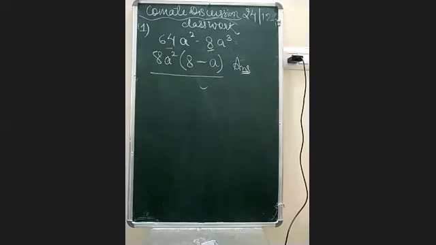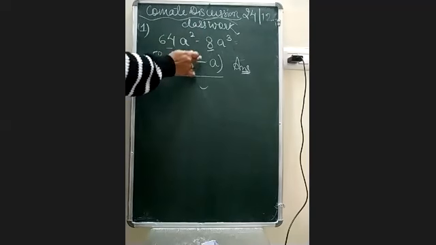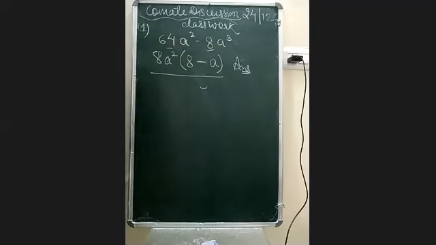Okay, so remember 64a square minus 8a cube. When you take out the common factor, what will be the HCF of both? 8a square, which we have taken out common. Now we have 8 left, minus left, and then your a left. This is question number 1.